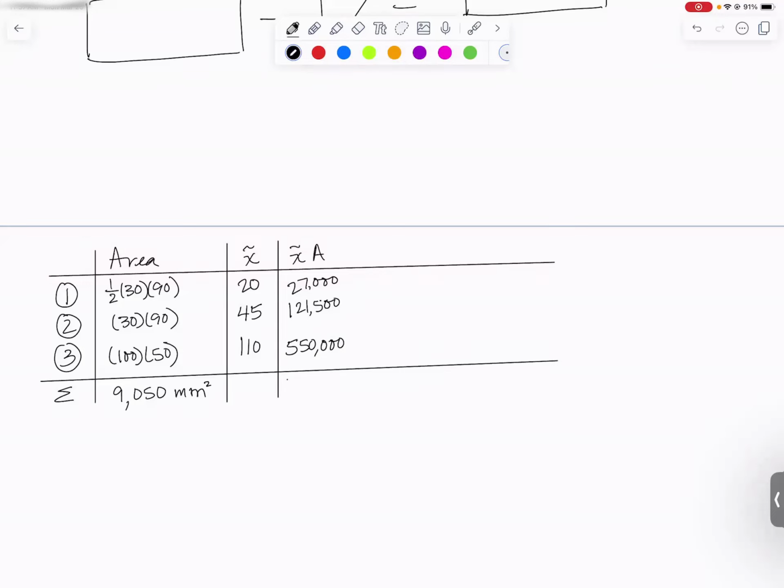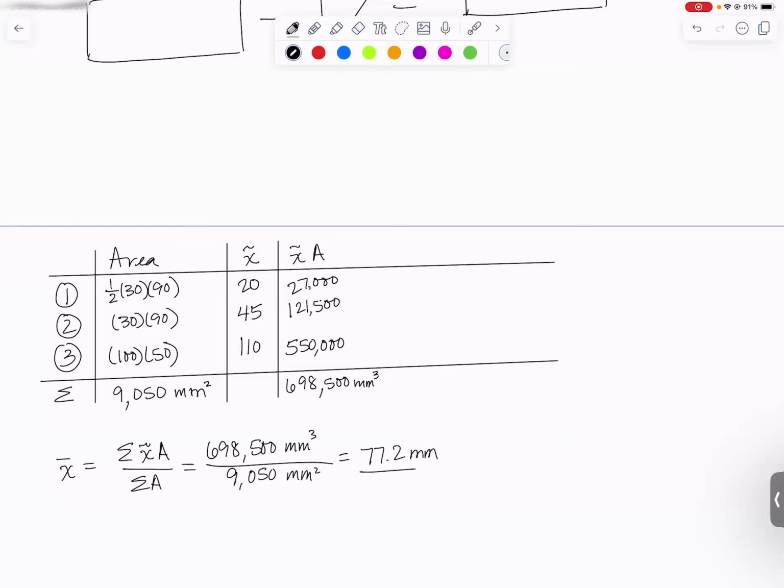When we add these all up, we get 698,500 millimeters cubed. And so right now we can go and solve for X bar. X bar is the sum of the X tildes times area divided by the total area. So it's 698,500 millimeters cubed divided by 9,050 millimeters squared. And the answer comes out to be 77.2 millimeters.